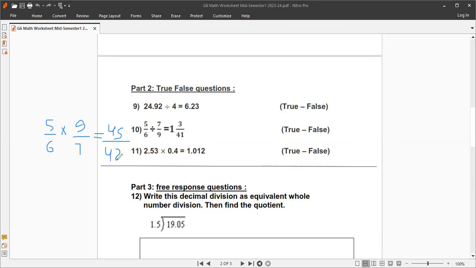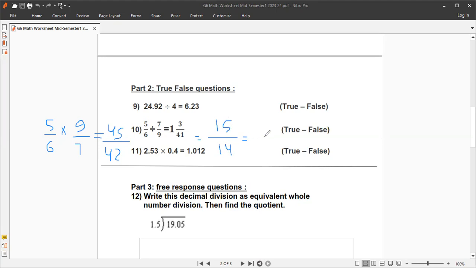Now, both of them are divisible by 3. I continue here. 45 divided by 3 equals 15. 42 divided by 3 equals 14. I'm simplifying by 3. Now, how do I change this? This is an improper fraction, yes? Because the numerator is greater than the denominator, and this is not accepted. I have to change this to a mixed number.